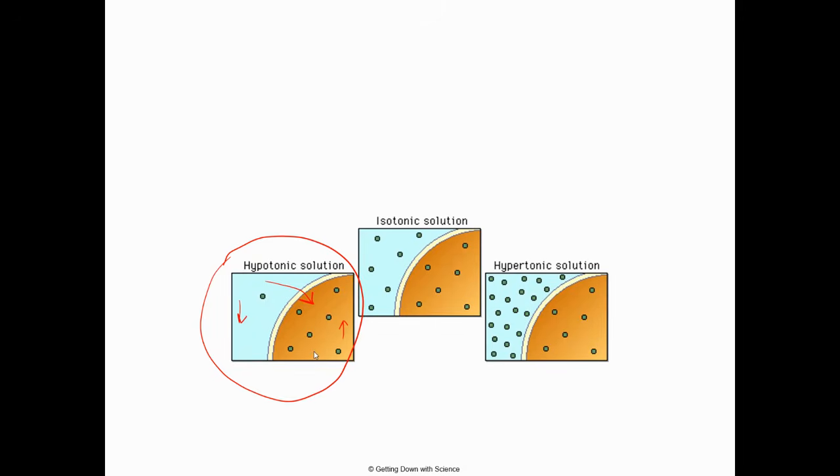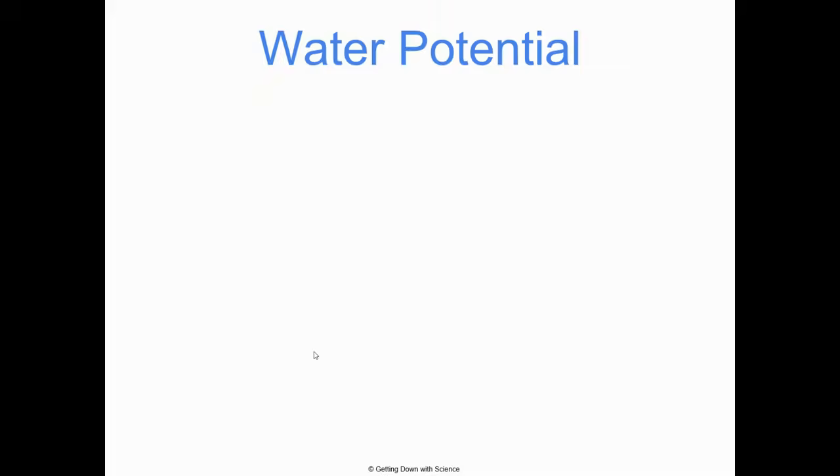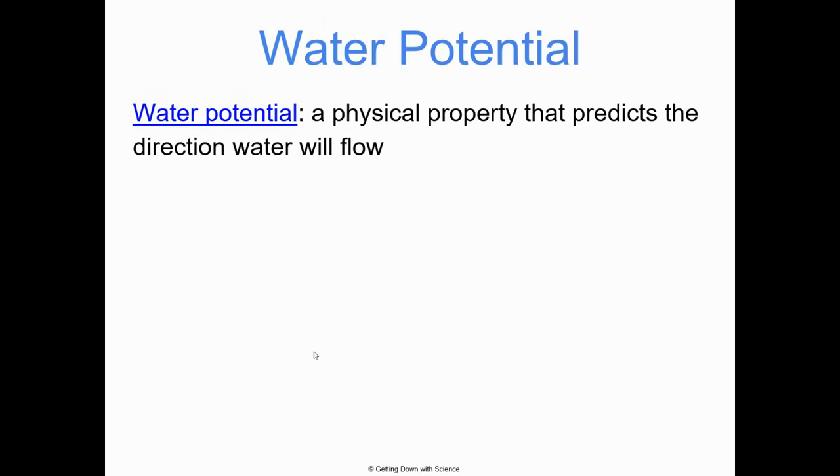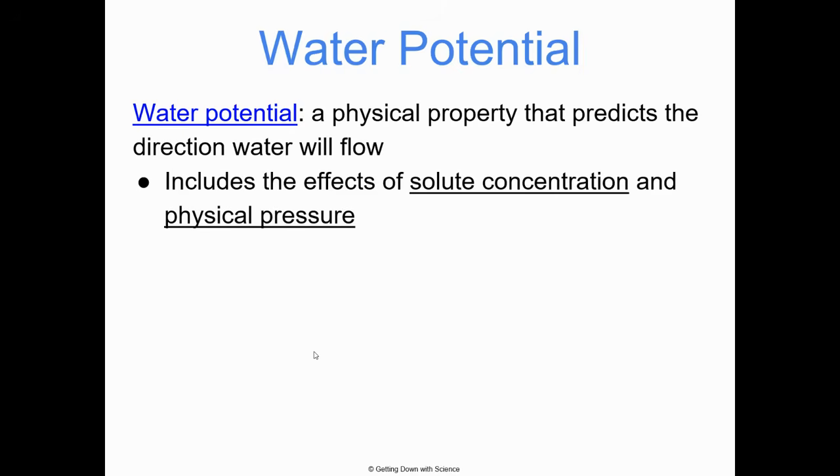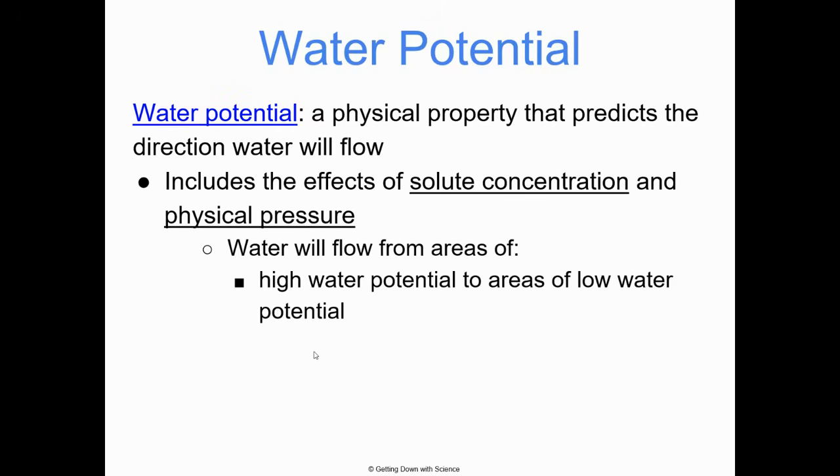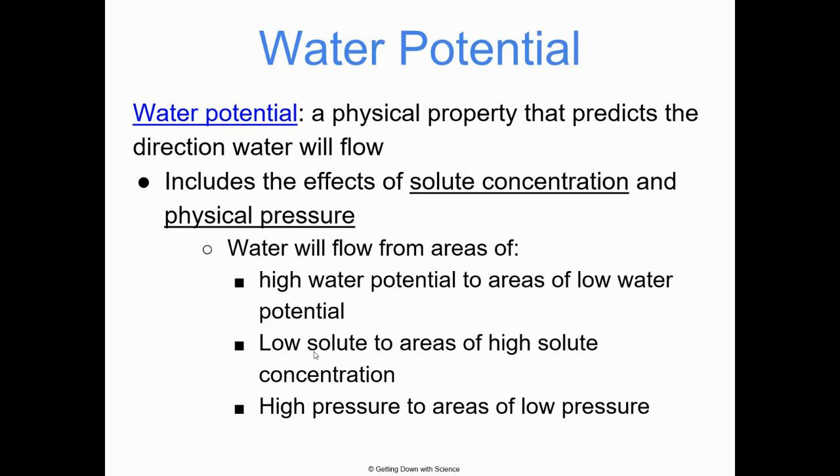Now we're going to shift focus and talk about water potential. So what is water potential? Well, water potential is a physical property that predicts the direction water will flow. And it takes into account not only solute concentration, but also the physical pressure placed on our solution. And I'm going to give you some things to really memorize. It's most helpful when you memorize this going through practice problems for how water will flow.